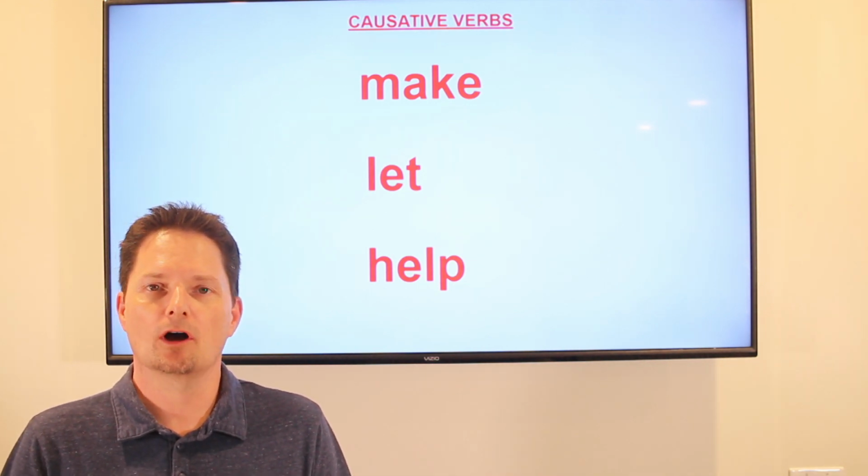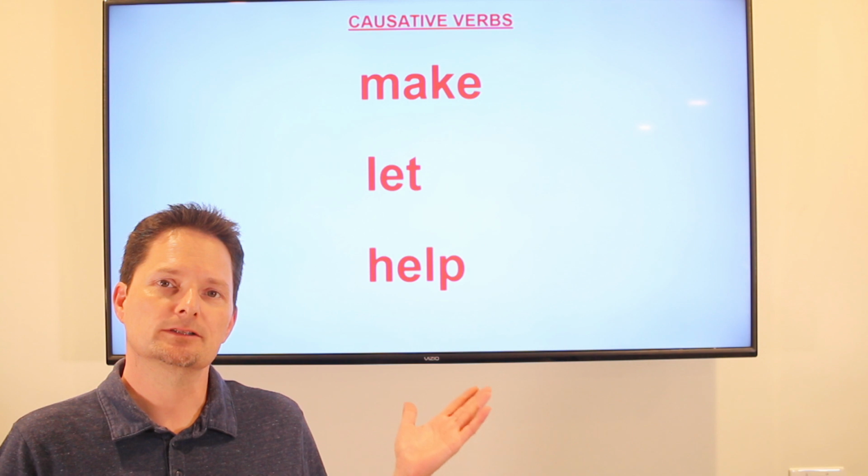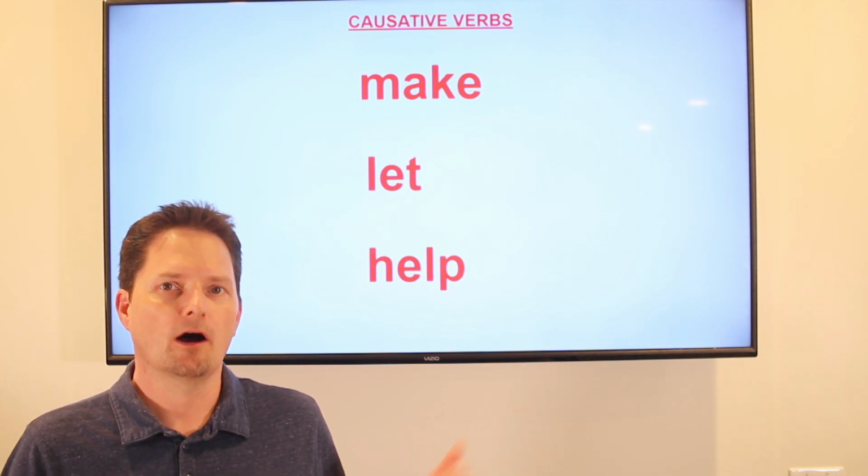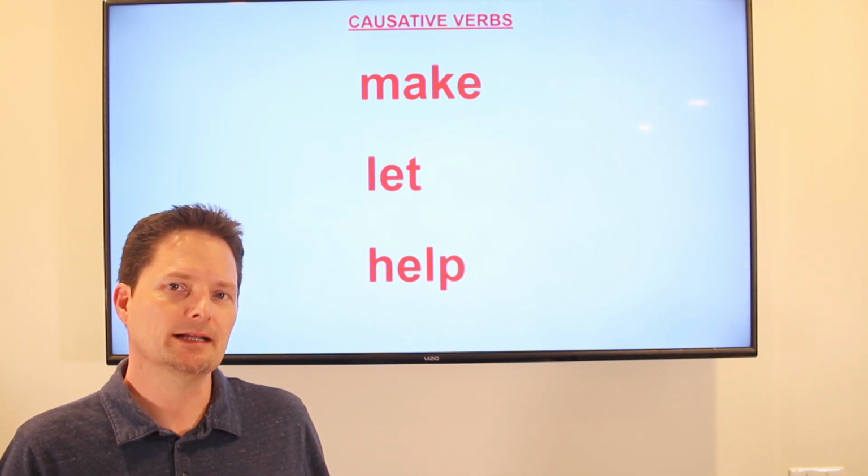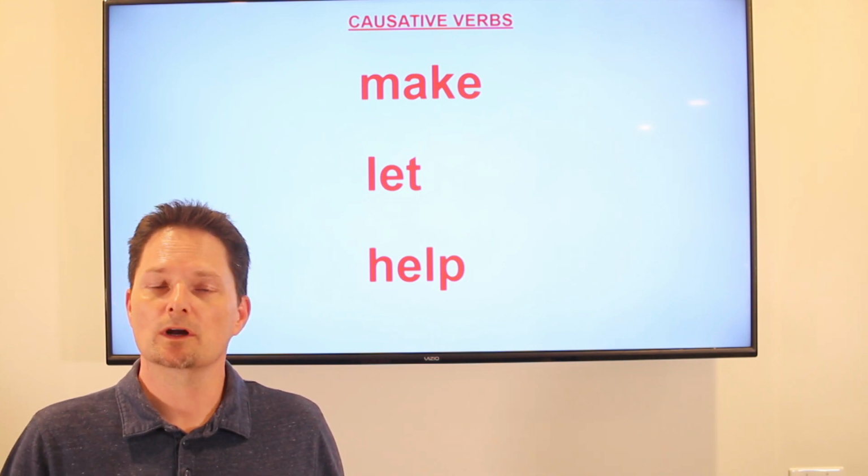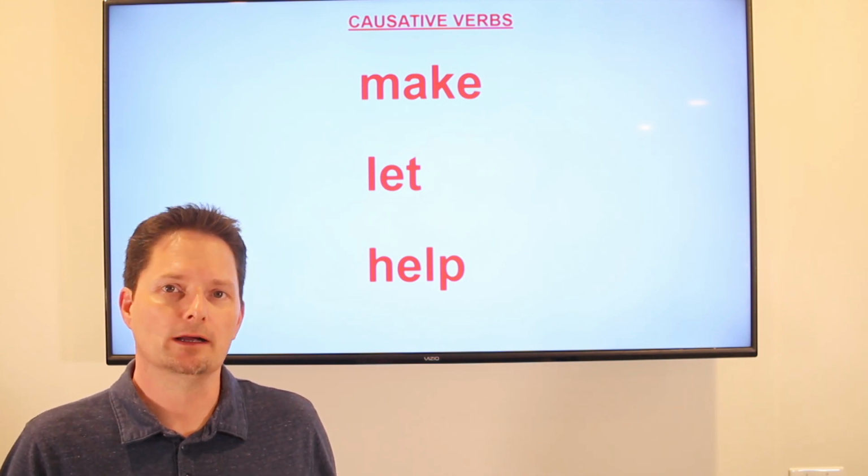Today we're talking about causative verbs. These special causative verbs are very tricky. My students make mistakes with them very often. So we're going to look at the different rules and how to use them correctly.